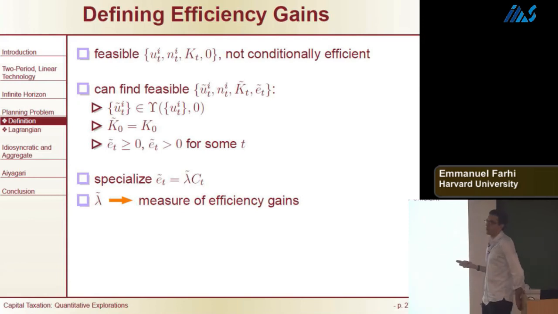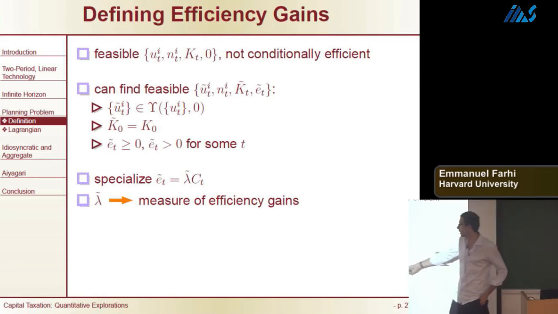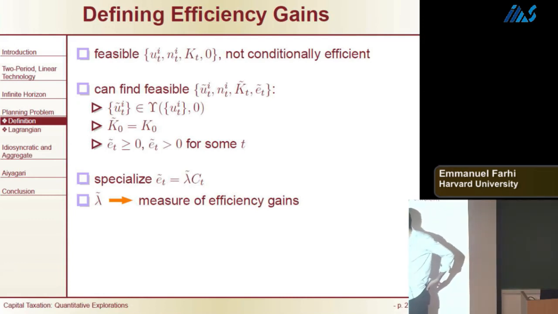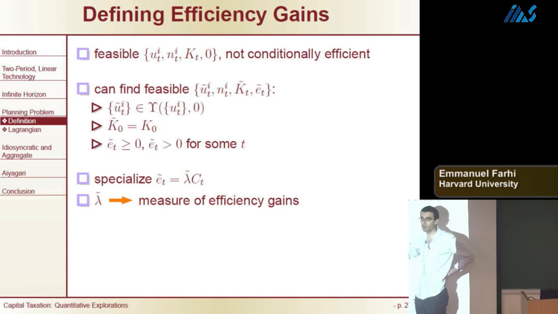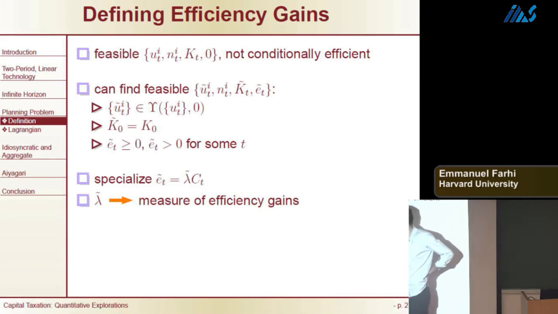All right, so I need one normalization in order to report a number for efficiency gains. And this normalization is going to be the following. Imagine you start from a feasible allocation, and this feasible allocation is not saving any resources. The ET is equal to zero in every period. So it just satisfies the resource constraint, but it's not conditionally efficient. So I can find an improvement by using those perturbations, and I can save some resources in every period.